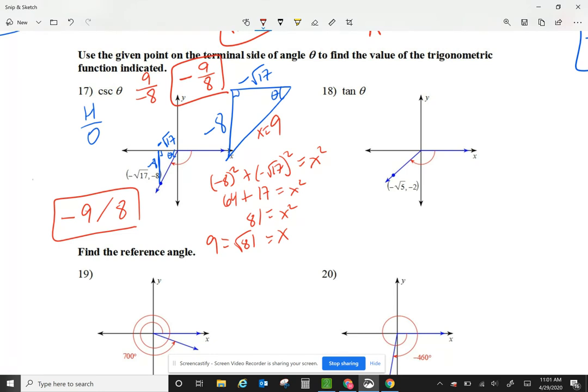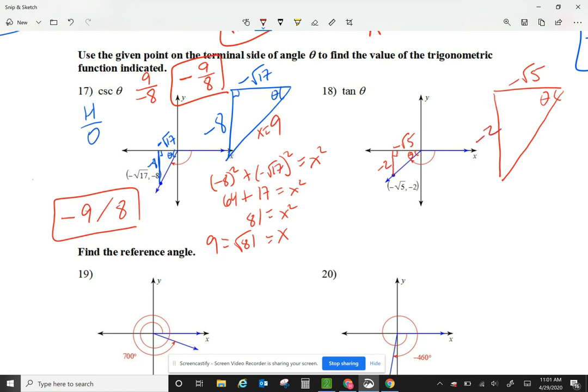Now let's take a look at question number 18. Once again, let me make a 90 degrees on the x-axis. My corner at the origin, that's where my theta is. So when I look at my triangle, this is what I'm looking at. My x value is along the x-axis. So you guys can see it's there. My y value is the one vertical, the one that goes up and down. So it's a negative 2.